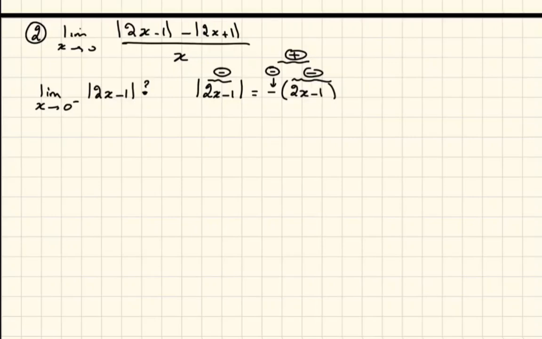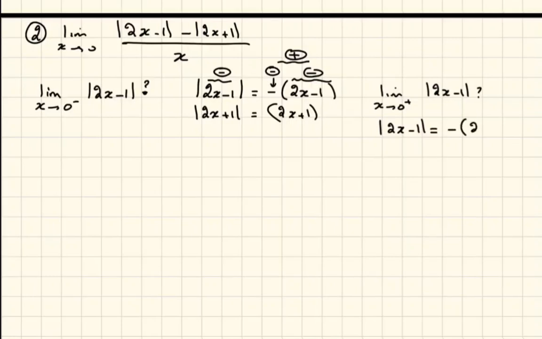Now, what about the 2x plus 1? If you replace 0 there, or 0 minus, in all cases you're gonna get a positive answer inside. So this goes out as it is, 2x plus 1. Now, what about 0 plus? If I check 0 plus of this, again, when you replace 0 inside, you'll get a negative answer. So again, it will be this. And for this one, we're gonna get a positive answer in all cases, so just remove the absolute value.